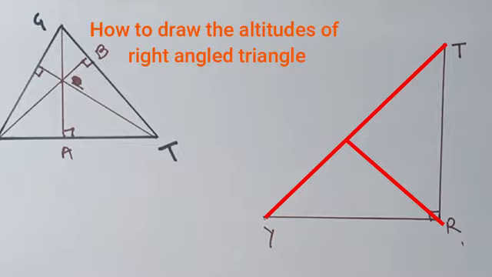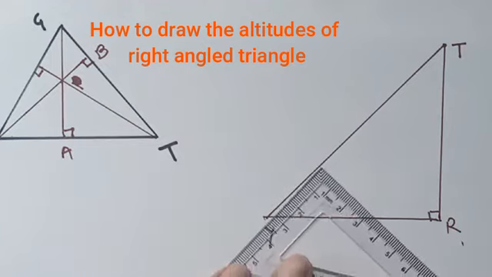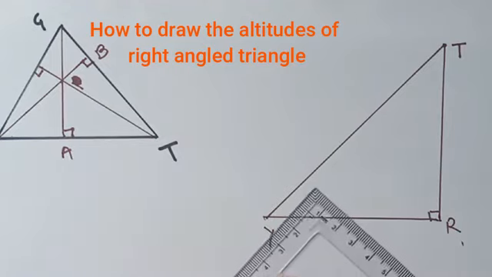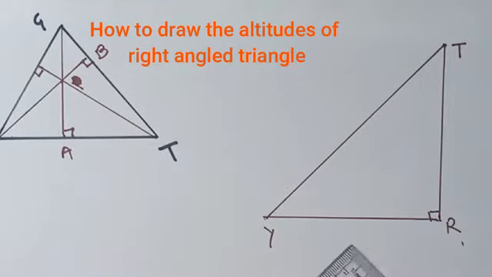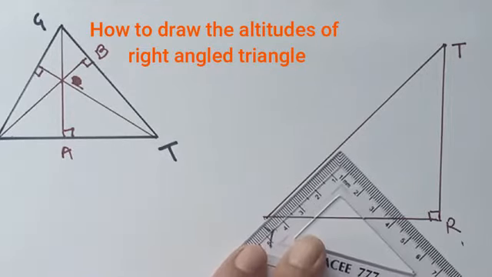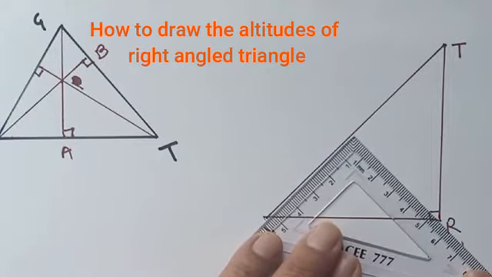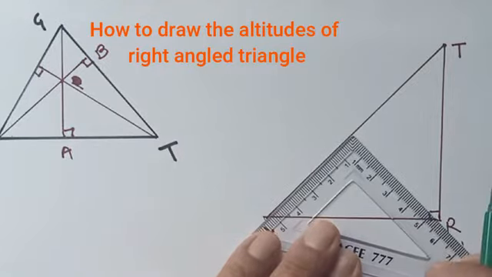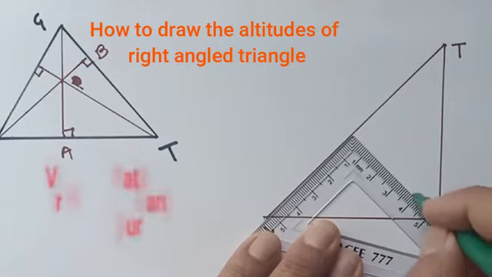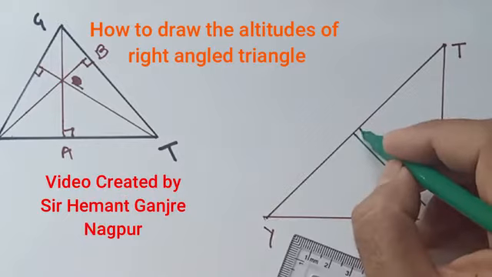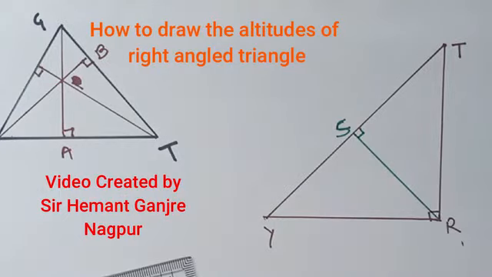Draw perpendicular from point R to segment TY using the same method as shown earlier. Take set square and coincide any edge of the set square with segment TY. Now keeping this edge of the set square touched with segment TY, move the other edge of the set square towards point R such that it touches point R. Now draw perpendicular segment RS. This is the third altitude of this triangle.